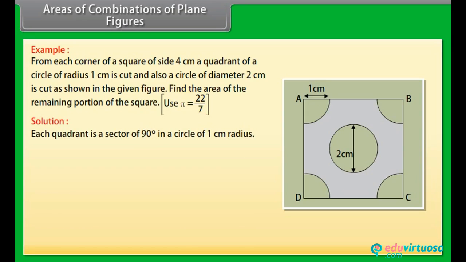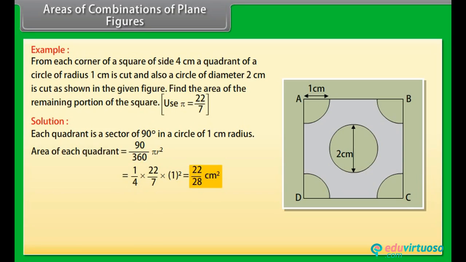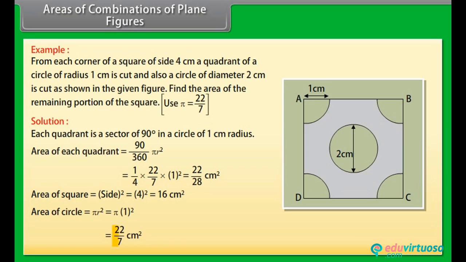Each quadrant is a sector of 90 degree in a circle of 1 centimeter radius. Area of each quadrant is 90 upon 360 into pi r square, which becomes 22 upon 28 centimeters square. Now, area of square is equal to side square, which equals 4 square, which is equal to 16 centimeters square. Area of circle is equal to pi r square equals pi into 1 square, which is equal to 22 upon 7 centimeters square.